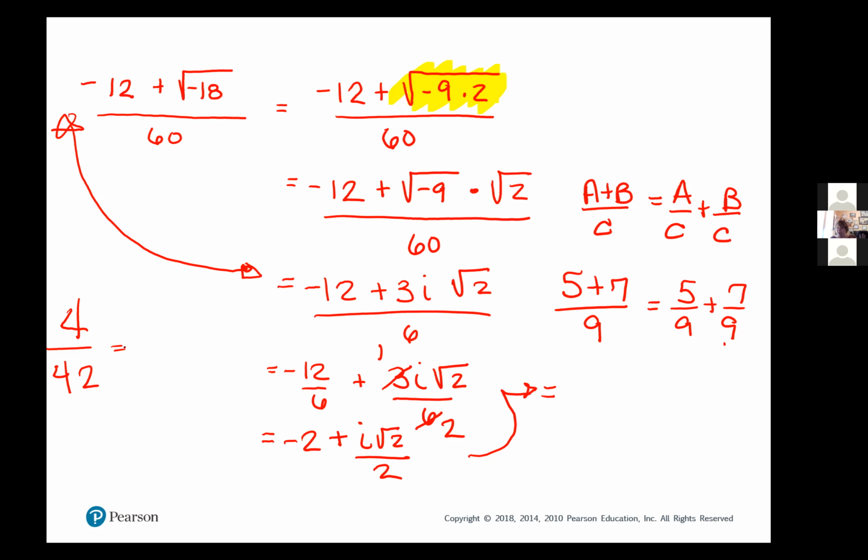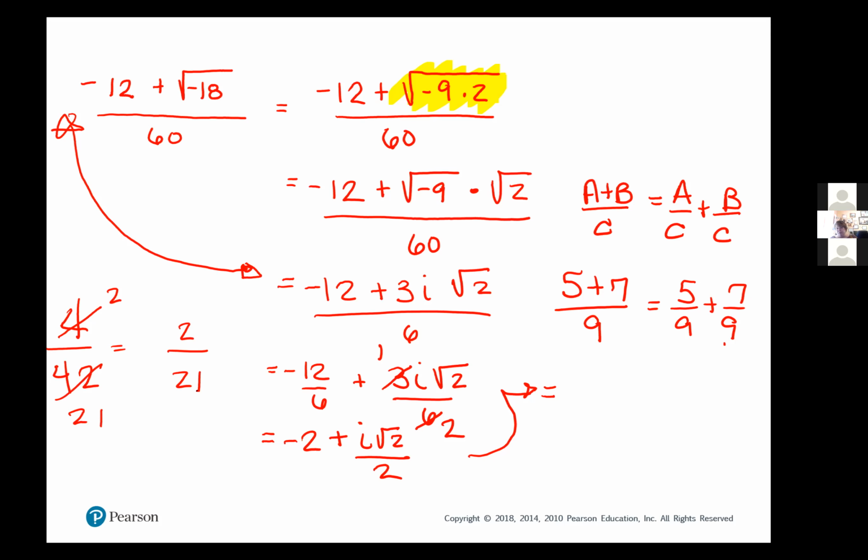You cancel the 2. So you take the 4 and you divide it by 2. You take the 42 and you divide it by 2. So 4 over 42 and 2 over 21 are the same fraction. They're just in different forms. They're exactly the same number. And I did that by canceling a common factor.